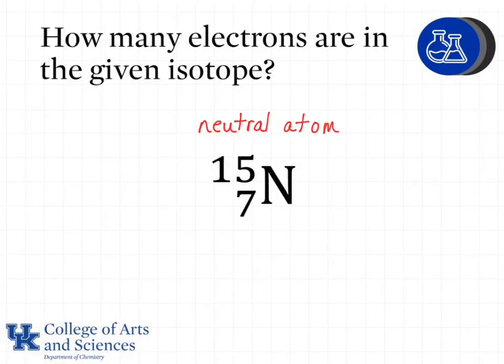How many electrons are in the given isotope? Just a reminder, this is a neutral atom because we do not see a charge. So for protons, we have 7 because our atomic number is 7. For electrons, because this is a neutral atom, we would also have 7 electrons.